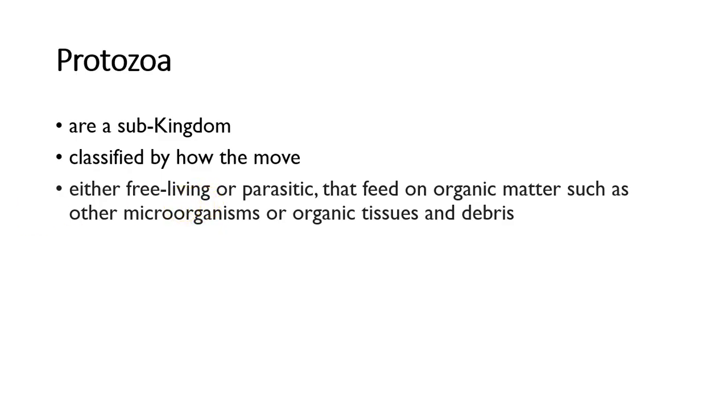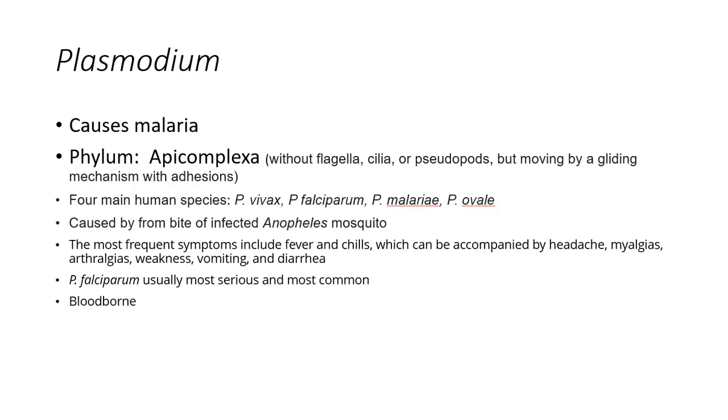So we know we classify them according to how they move. All right, so the first one is Plasmodium, and it causes malaria. It belongs to the phylum Apicomplexa. So you do need to know the phylum name. And I suggest you make a little chart, but I'll put this on the test review. That means it doesn't have flagella, cilia, or pseudopods, but it moves by a gliding mechanism with adhesions.